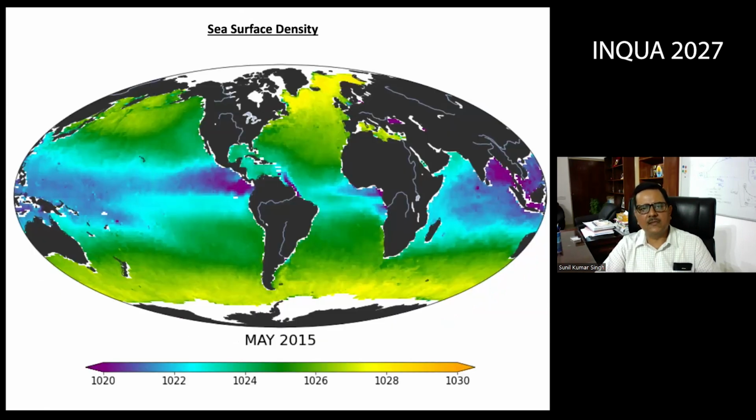And if you see the density, surface density, which is controlled by the salinity and all, you can see that the surface density in the Atlantic water has increased significantly, as well as along the Antarctic.